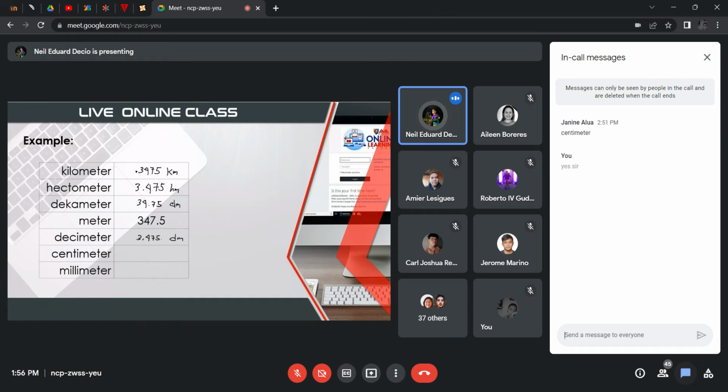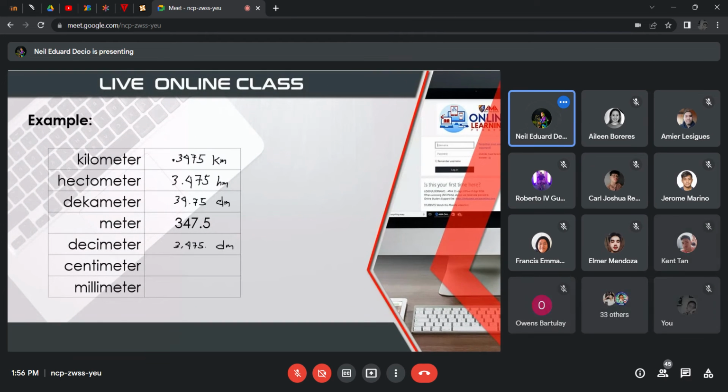Let's have now centimeter. How many centimeter is 347.5 meters? That would be 34,750 centimeter. Okay. Of course, yung millimeter natin would be 347,500 millimeter.